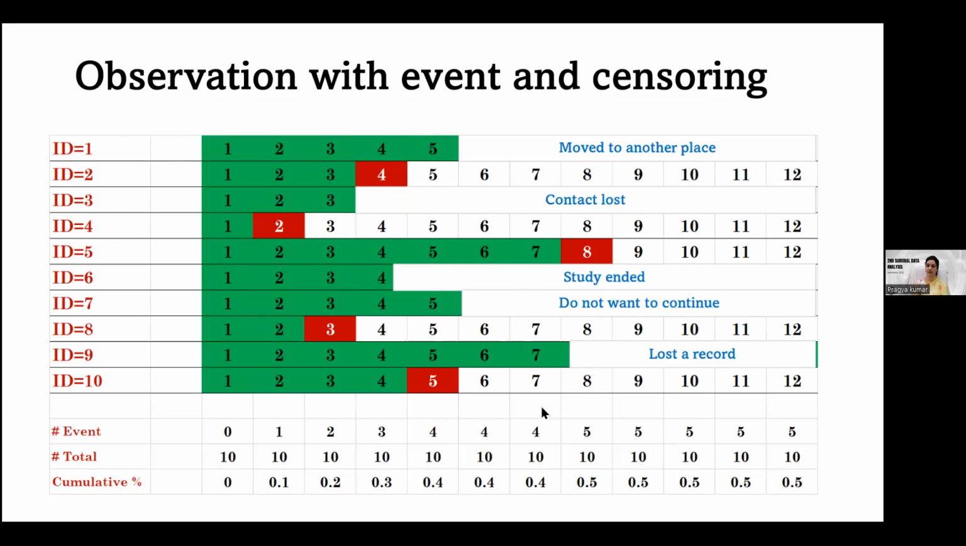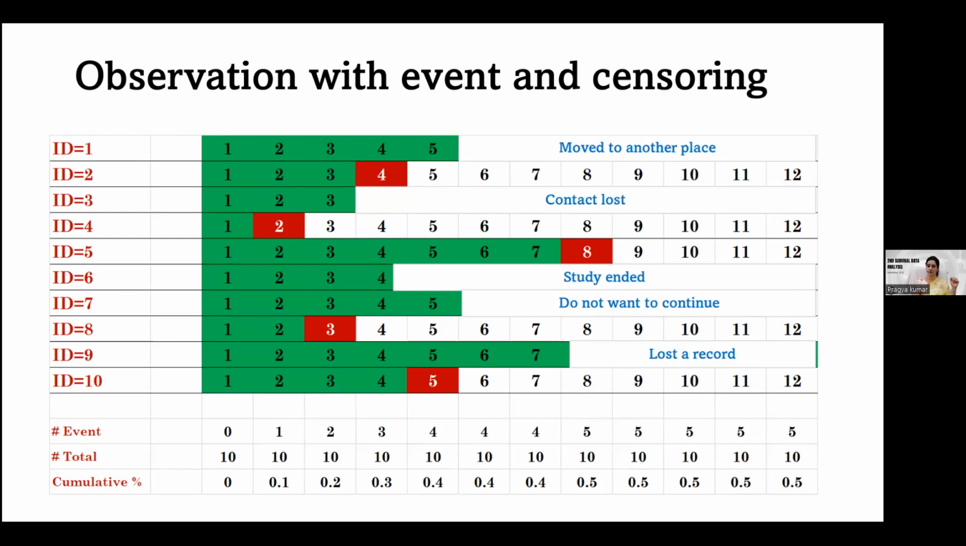On the 7th, there is none. So this is 4 and 4. On the 8th, you can see that 1, 2, 3 moved to another place, sorry, and they were lost to follow-up. So there's again 1. If you see the cumulative, only 1 is added, and this 5 will be there till the end because no event occurred. You can see that there are 1, 2, 3, 4, 5 people who were lost to follow-up, and the rest of the people did not have any event.